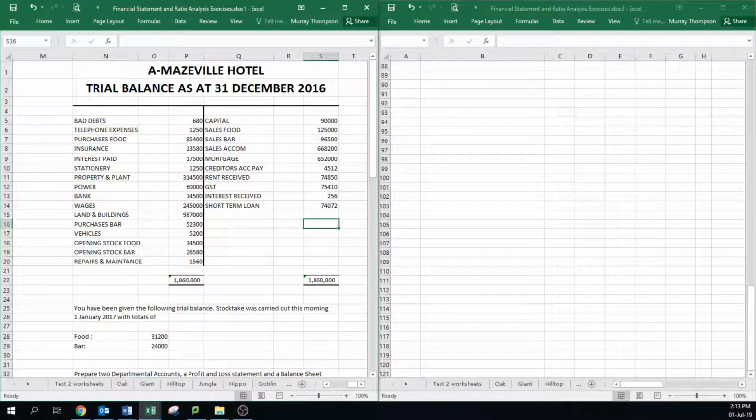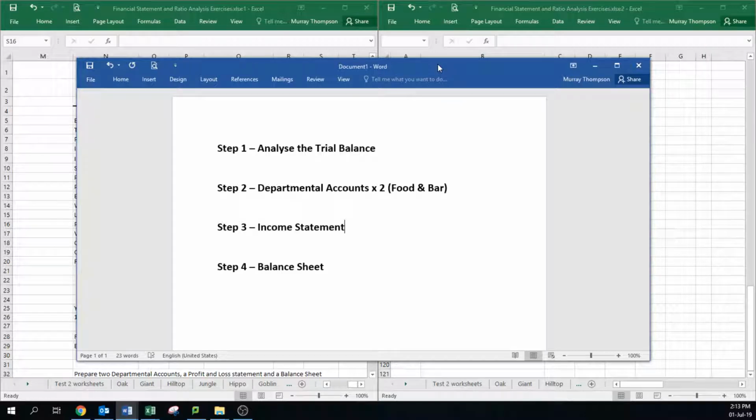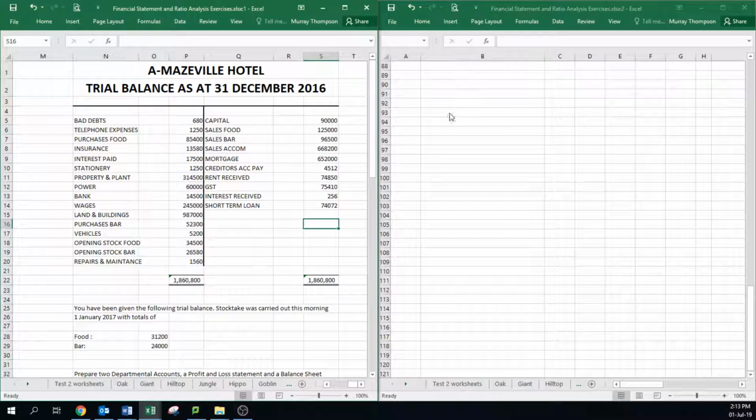So this is the Amazingville Hotel example. This one is in your little workbook as well, but there are some processes to go through. The first step is we want to analyse the trial balance. Here we want to identify which element it belongs to, and also if it belongs to a food department or bar department item. Second step is we prepare two departmental accounts, one for the food, one for the bar. Third step is the income statement. And finally, we do the balance sheet. So they are the 4 steps that I'll be running through.